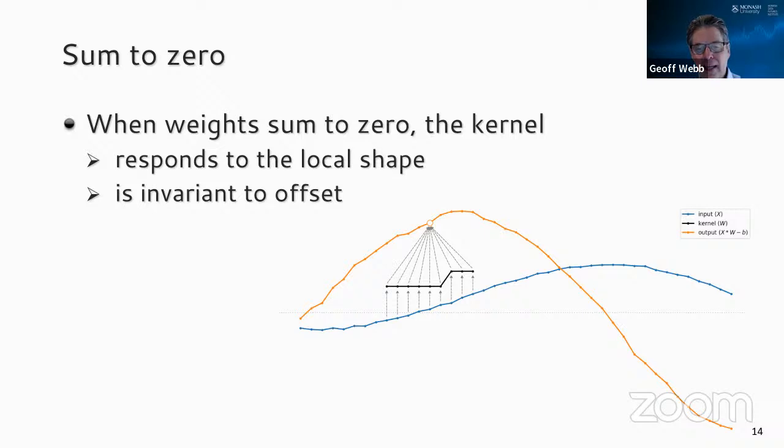We use a very specific type of convolution, convolutions where the weights sum to 0. And this has a very specific consequence, that the convolution applies only to the local shape. It applies only to the differences between the values to which it's being applied. It is invariant to the offset. So if you were to add any constant value to the underlying series, you would get exactly the same output.